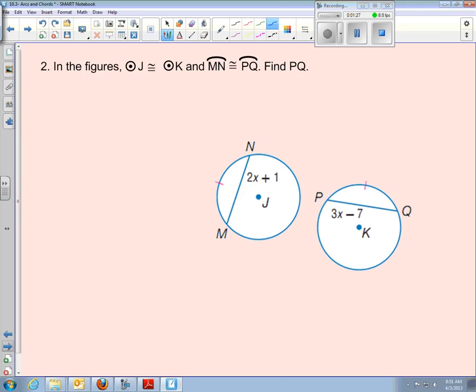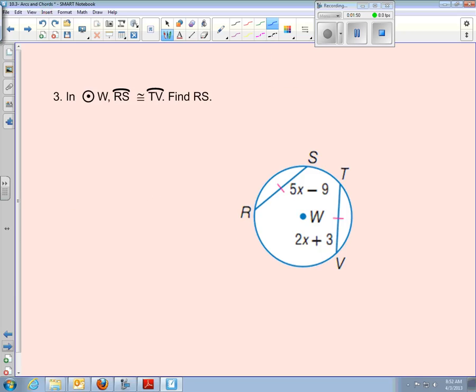All right, in the figures, the circles are congruent and the arcs are congruent. Find PQ. So if the arcs are congruent, the chords are congruent. So we're just going to go ahead and set those two chords congruent. And you can solve for X, but remember, plug that back in and find PQ. So finish that up, and we'll talk about it in class.